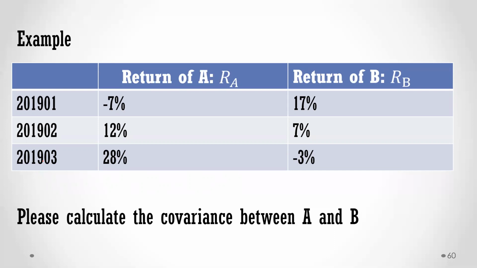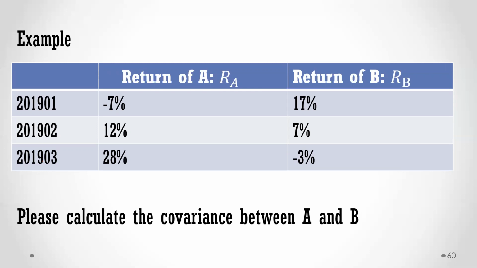And for March, A's performance is very good, 28%. But for B, it's kind of a disaster, -3%. So I think you can immediately imagine that the two stars tend to move in a negative direction. But how negative? We need to calculate the covariance.